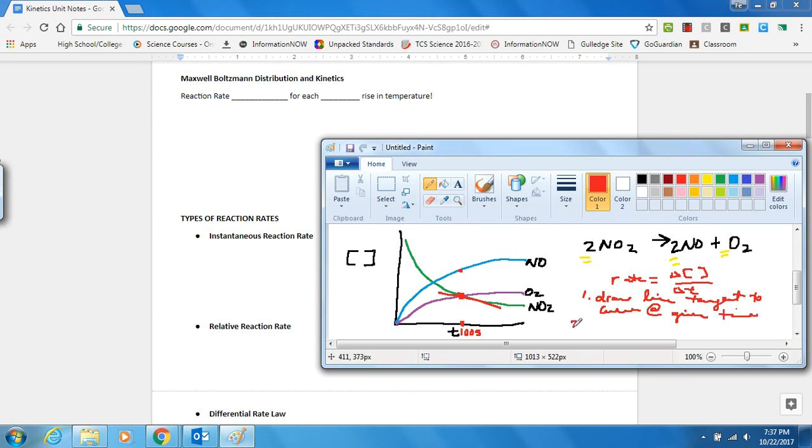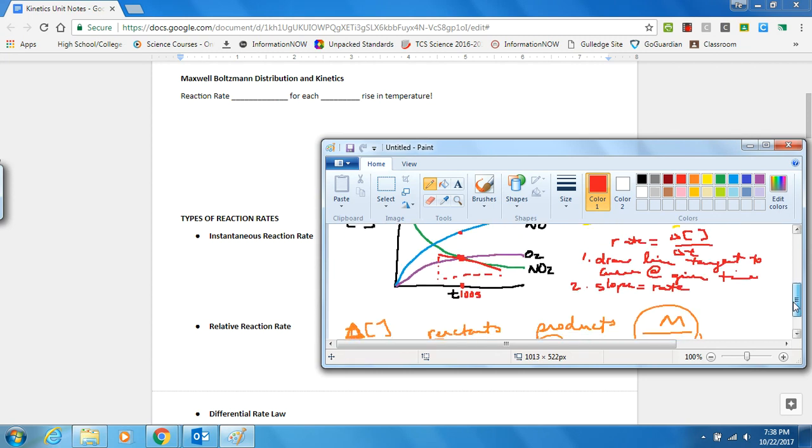Now that I have drawn a line tangent to the curve at that given time, I can calculate my slope. You can think of slope in different ways: rise over run, or change in y over change in x. Some people like to say y2 minus y1 over x2 minus x1. Whichever one you want to say doesn't matter, as long as you're doing the change, the rise over run, you're finding your slope. The slope of that line is equal to the instantaneous rate.